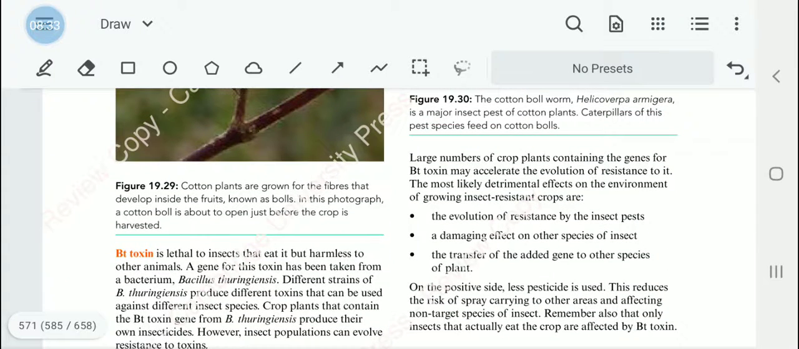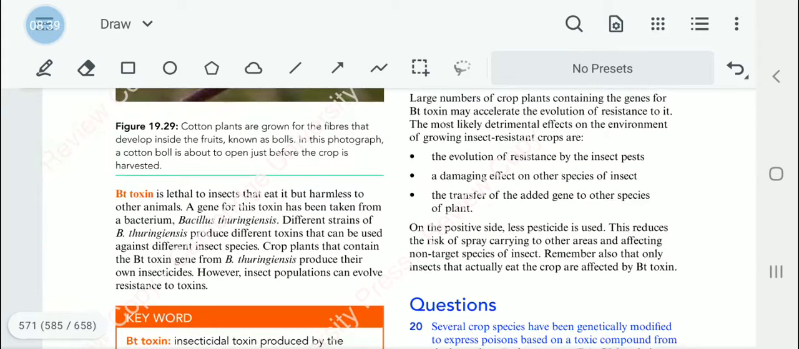There would be resistance evolving in the insect pests. Then there would be damage on similar types of species of insects who can get poisoned by them. Then the added gene will be transferred to other species of plants as well. However, there is a positive side to this because fewer pesticides will be used. So as a result, there wouldn't be much harm.